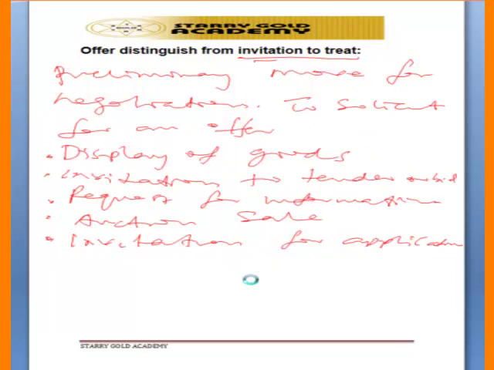Take for example, where you display goods in your shop, it is not an offer, because the person who wants to buy the shoe will still have to come in and then pick the shoe he wants. So it is that person who picked the shoe that is now offering to buy that very shoe. And there will be a negotiation. So if the seller of the shoe now agrees, the acceptance is now coming from the seller of the shoe. So the display of that goods is not an offer because it cannot be accepted. So that is the display of goods.